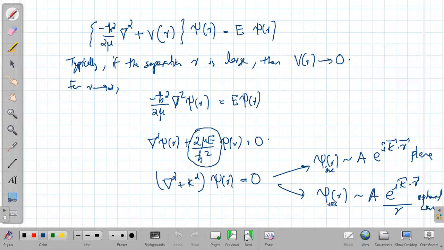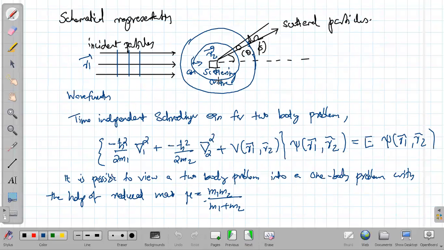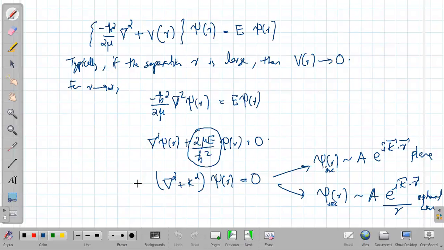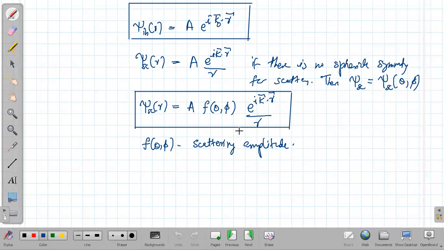Now if you are looking far away from the scattering center, the interaction potential will be almost zero, and your equation takes the form del square plus k square psi of r equals zero, and there are two possible solutions for it. Very far from the scattering center, you can have an incident particle, or you can have a scattered particle. One solution looks like the wave function for the incident particle. The other looks like the wave function for the scattered particle. But for the scattered particle, there can be some angular dependence also. That is, at different angles the wave function may be different. So we introduced a new quantity to give the angular dependence to the scattered wave function, and that quantity is called the scattering amplitude.